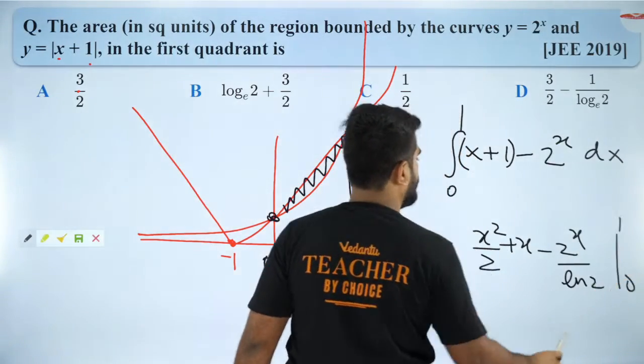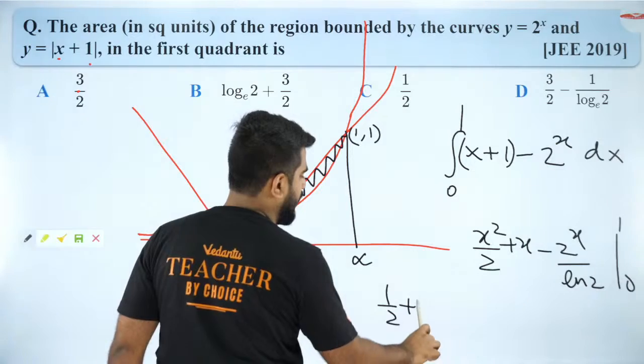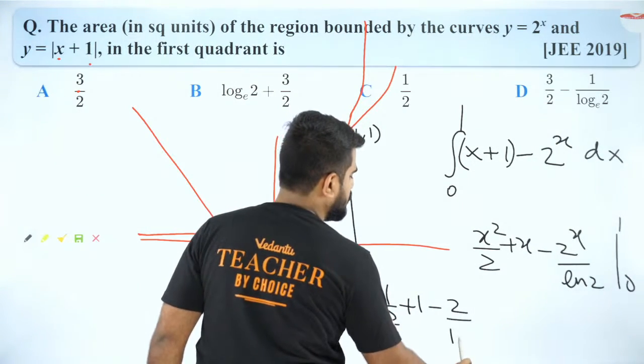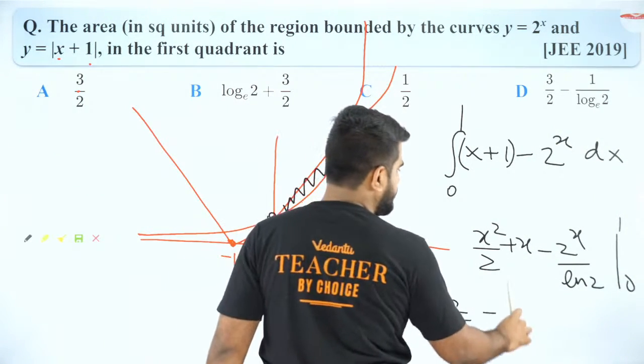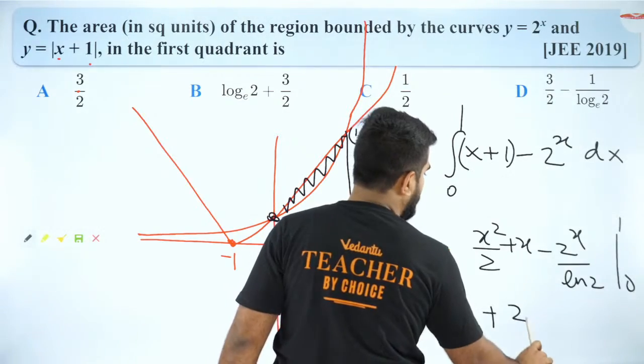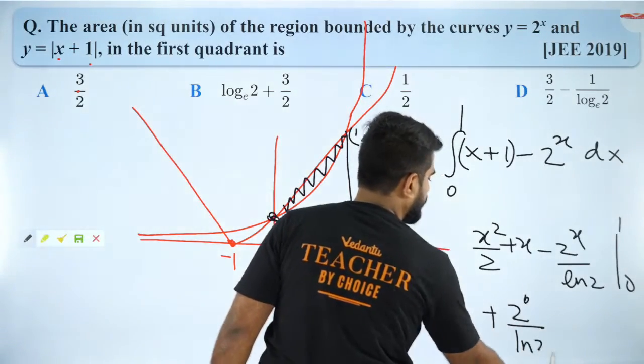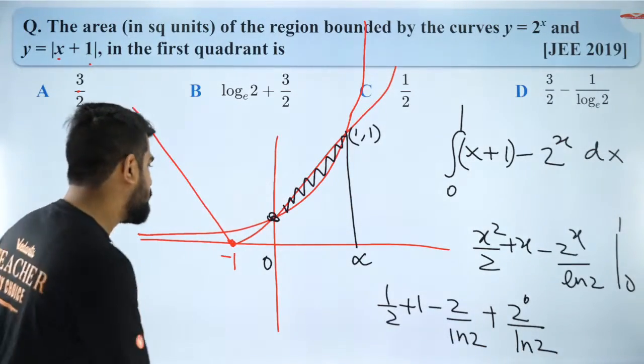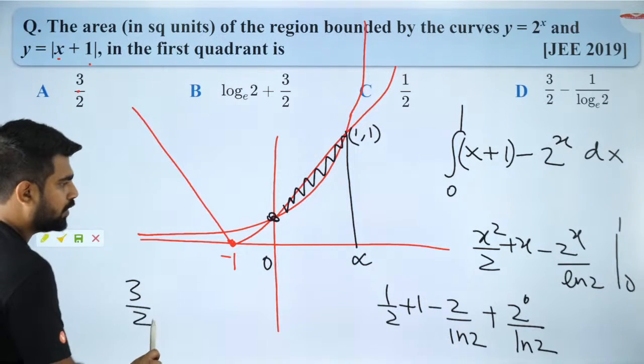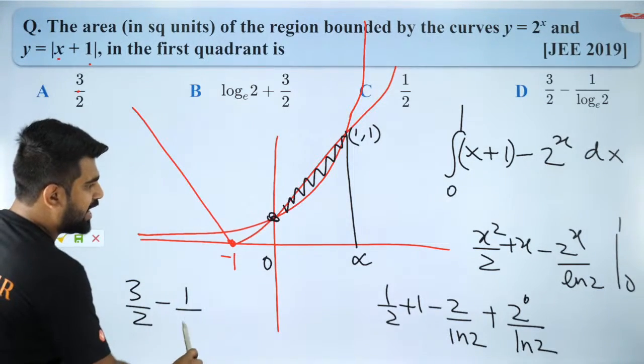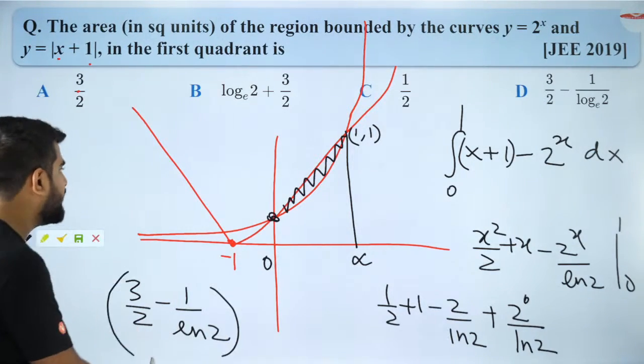from 0 to 1. So if I do that, I'll get 1 by 2 plus 1 minus 2 by ln 2, and then minus of (0 plus 2 power 0 by ln 2). So that's your answer. I hope you guys got it. So it will be 3 by 2 minus 1 by ln 2. So that's your answer. Did we get it?